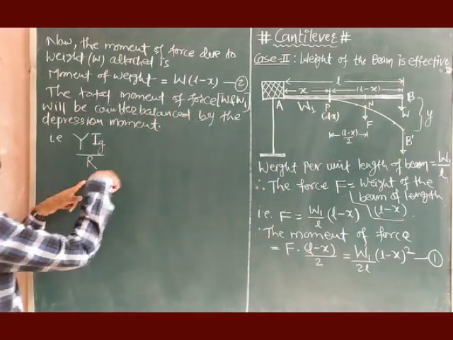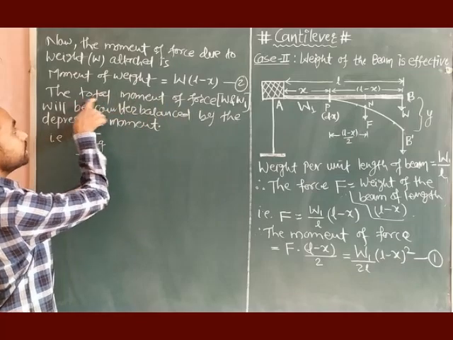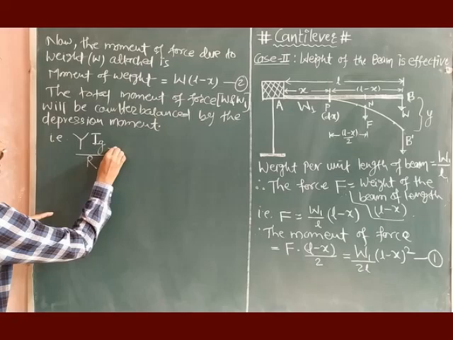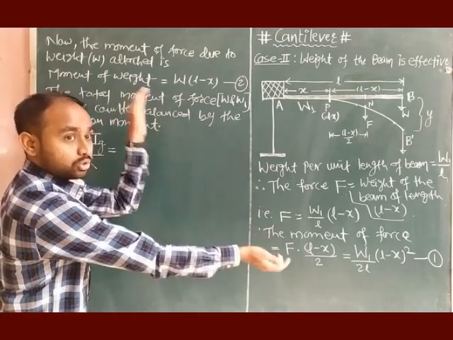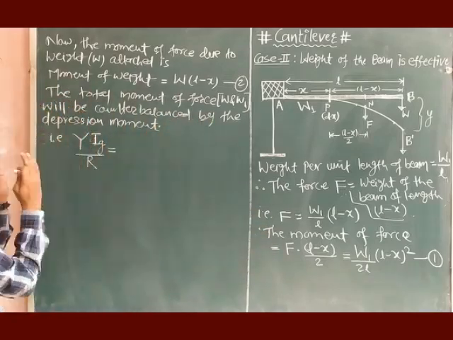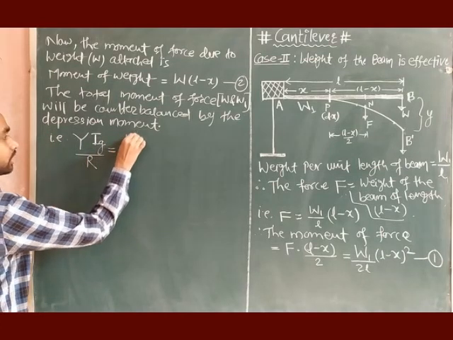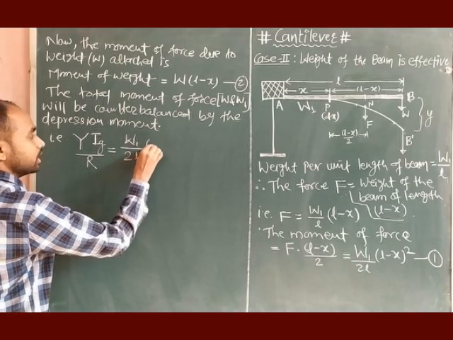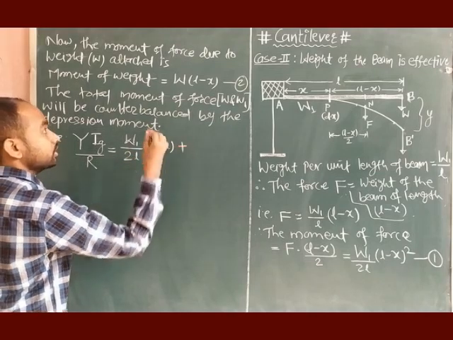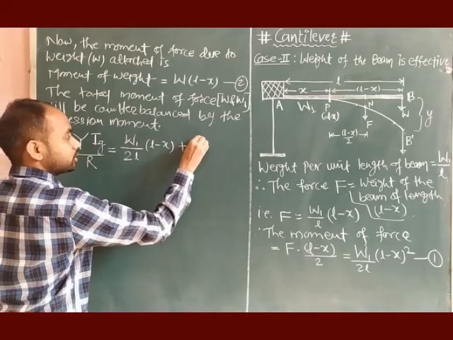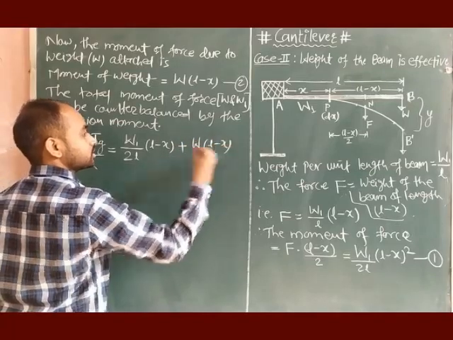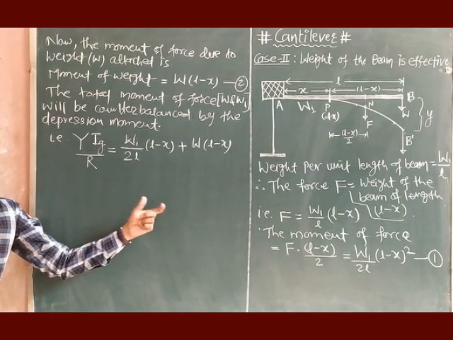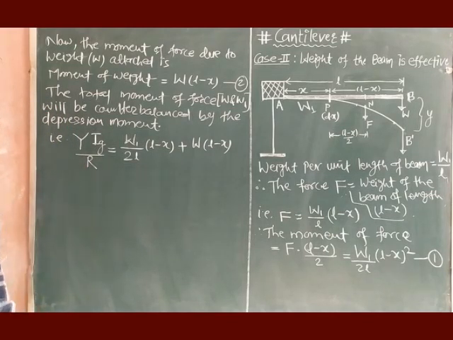and that depression moment will be counterbalanced by the total moment due to W and W1. So due to W1, it is in equation 1. Counterbalance means their addition together is equal to the depression moment. So equation 1 is because of the weight of the cantilever, W1 divided by 2L into (L minus X), plus equation 2, which is due to the weight attached, W (L minus X). That's it. Right, now here we got a counterbalance equation, or we can say the balancing equation.